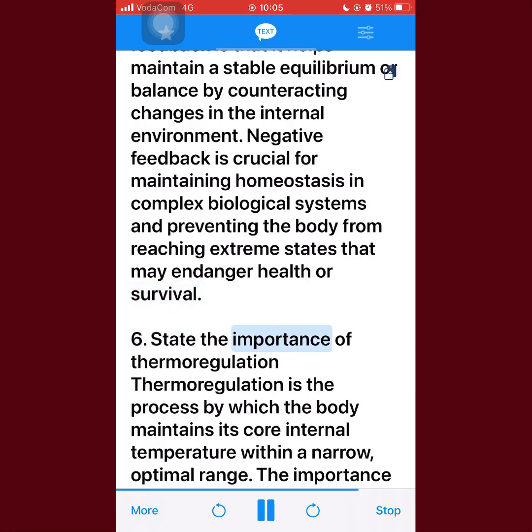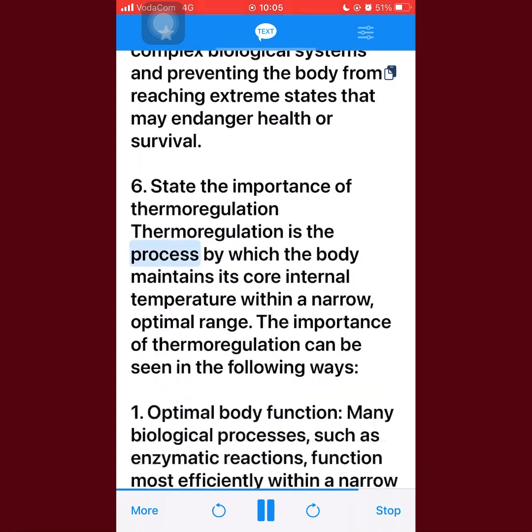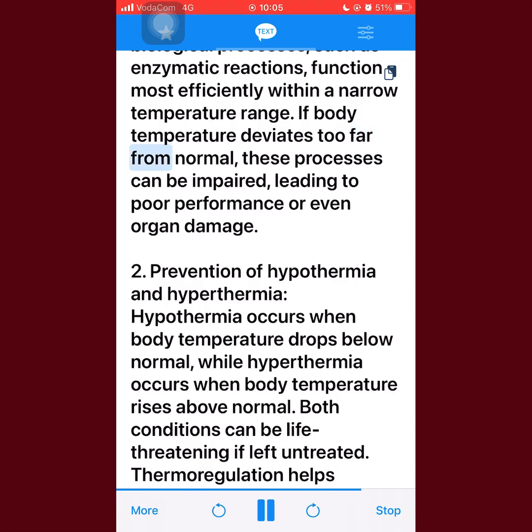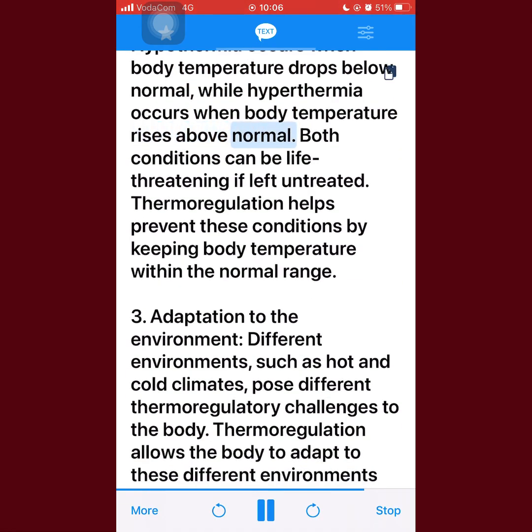6. State the importance of thermoregulation. Thermoregulation is the process by which the body maintains its core internal temperature within a narrow, optimal range. The importance of thermoregulation can be seen in the following ways. 1. Optimal body function. Many biological processes, such as enzymatic reactions, function most efficiently within a narrow temperature range. If body temperature deviates too far from normal, these processes can be impaired, leading to poor performance or even organ damage. 2. Prevention of hypothermia and hyperthermia. Hypothermia occurs when body temperature drops below normal, while hyperthermia occurs when body temperature rises above normal. Both conditions can be life-threatening if left untreated.